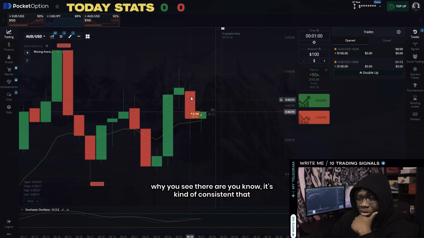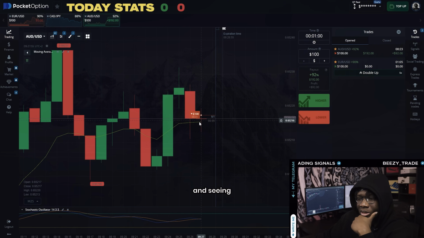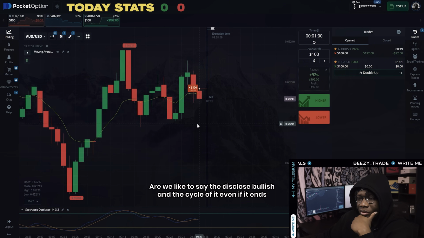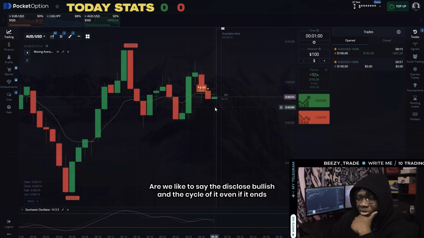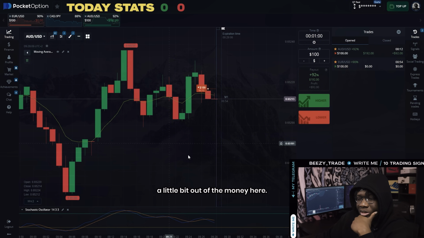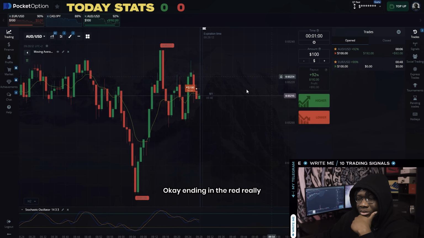Despite, you see, it's kind of consistent that the market would go up here. But this is more just me looking at the candles and seeing what's a good place to enter a trade. I really like the fact that this candle was bullish, and the fact that even if it ends a little bit out of the money here. Okay, ending in the red really helps.